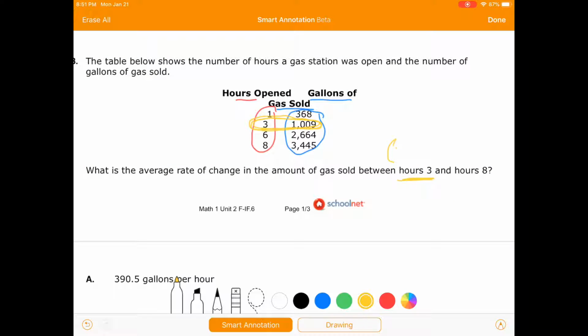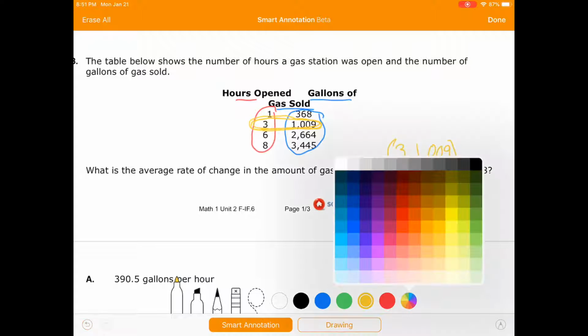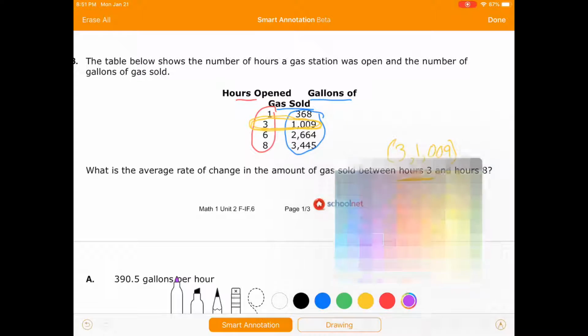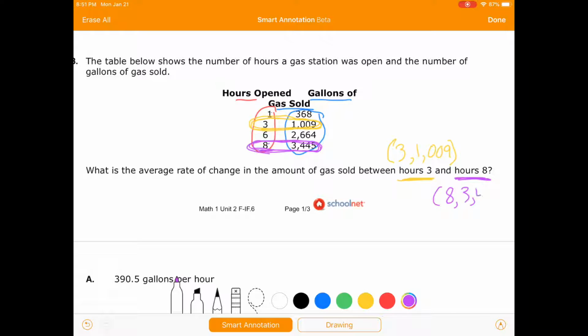So that's going to be ordered pair 3, 1009. Now, for hours 8, I'm going to come down here, and it's going to be 1, 2, 3, fourth number in the red, and I'm going to go over to the fourth number in the blue. And there is our ordered pair for hours 8. So that will be 8, 3,445.